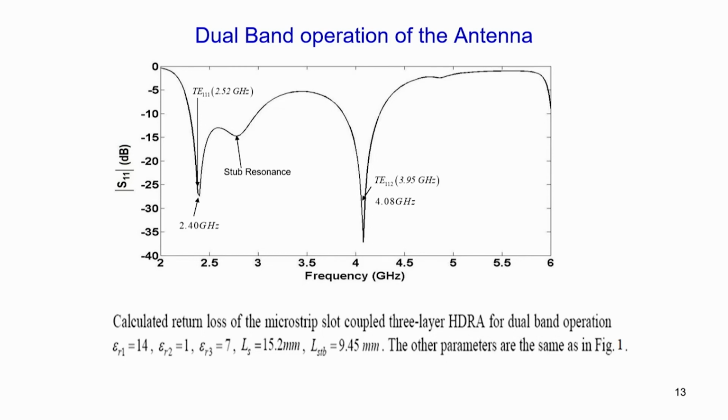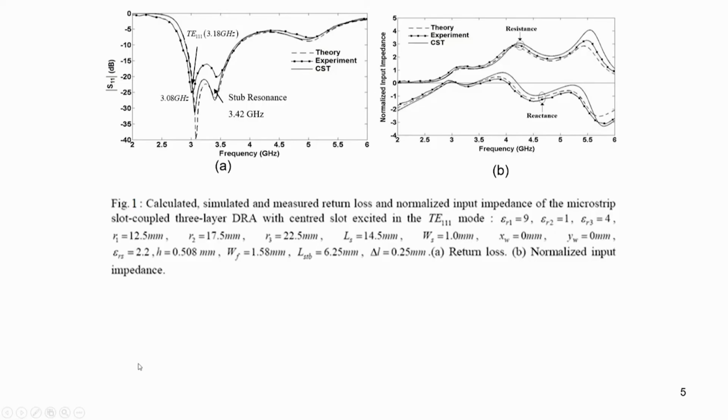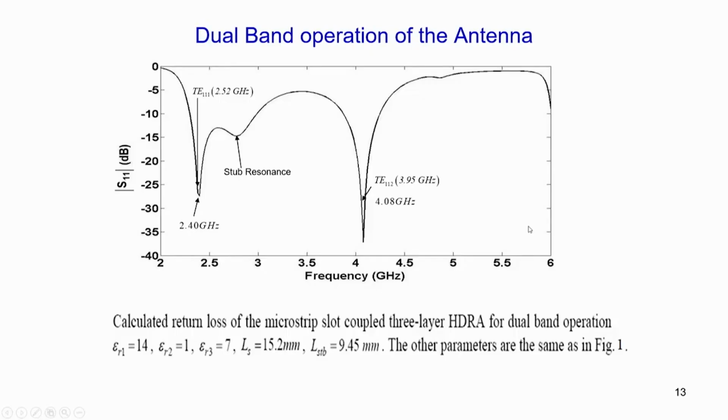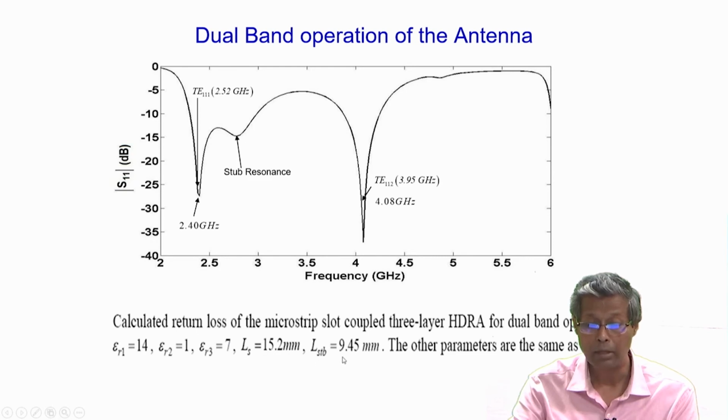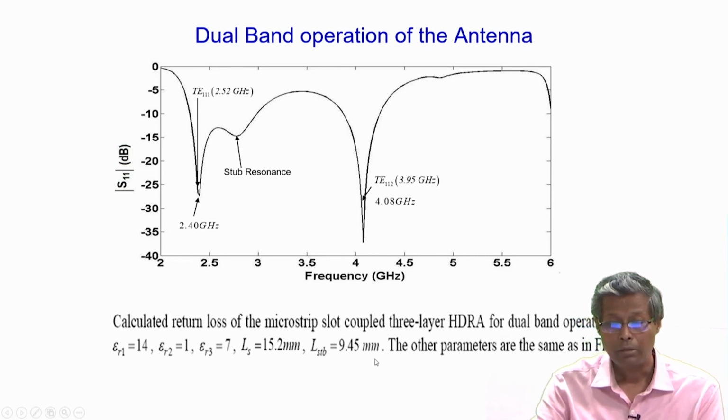Now, this is a dual band operation of the same DRA. In this case epsilon R1 equal to 14, compared to the first layer permittivity of 9 in figure 1. If you look at figure 1, epsilon R1 was 9 there. Here we change epsilon R1 to 14, the middle layer is 1, the third layer is at 7 permittivity, the length of the slot is 15.2 mm and the length of the stub is 9.45 mm. The other parameters are the same as in figure 1.